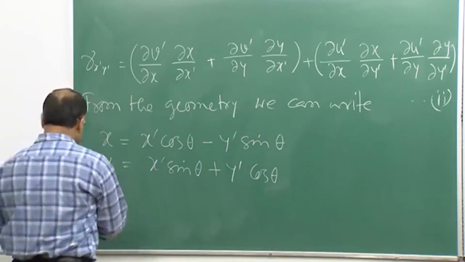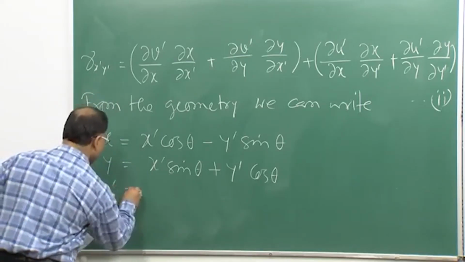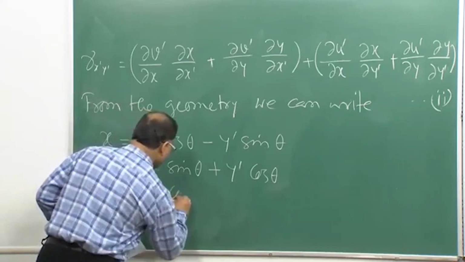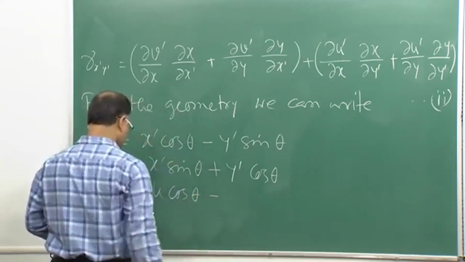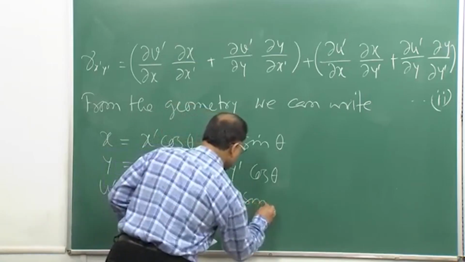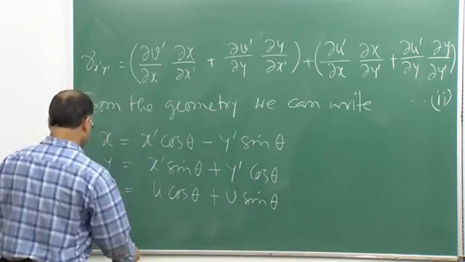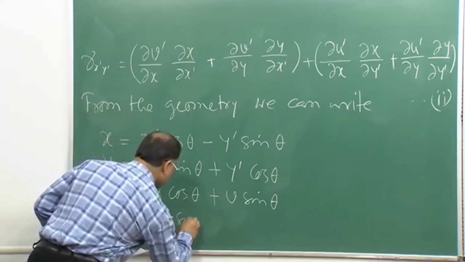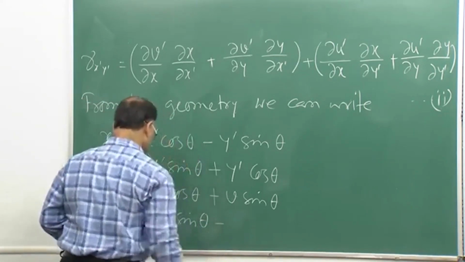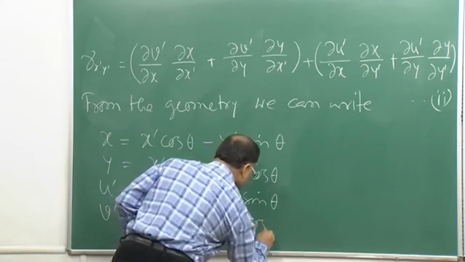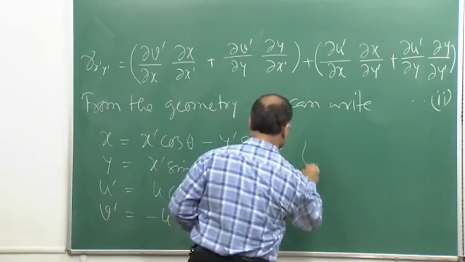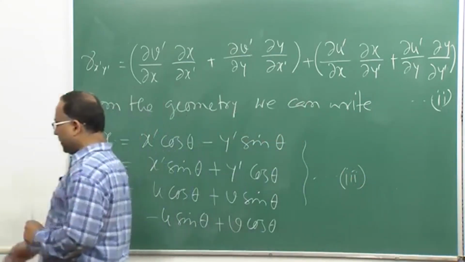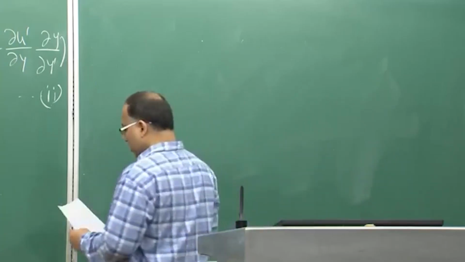Okay. And similarly, I can write the displacement terms u prime is equal to u cos theta plus v sin theta, and v prime equal to minus u sin theta plus v cos theta. So, say equation 3.